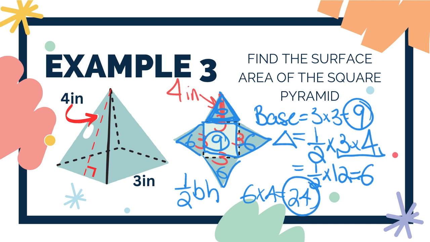So how would I find my final answer? I'm going to do it in different colors so we can see it. So my final answer, the total area would be 24 plus 9, and 24 plus 9 is 33 inches squared.